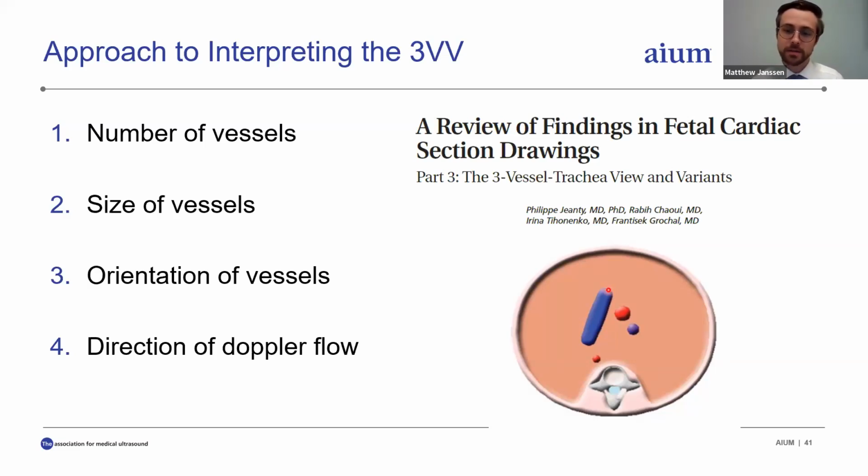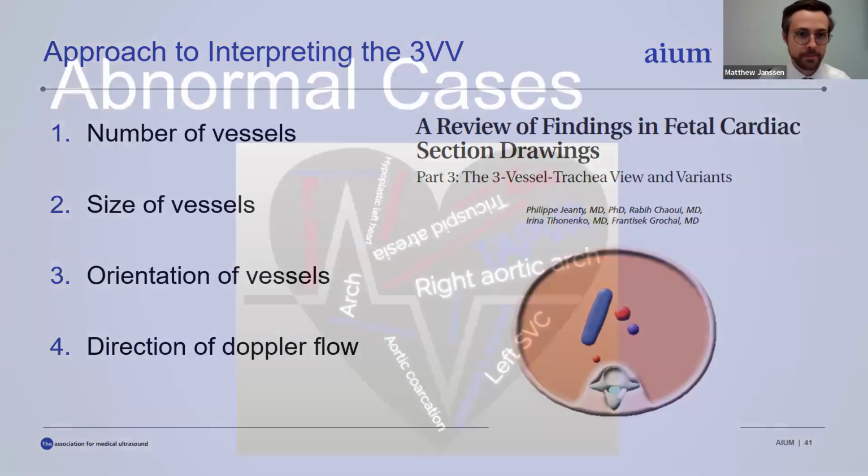As we have discussed, the blood flow should be going back towards the fetal spine in both the aortic as well as the ductal arch. And if you see a discrepancy between one side or the other, that can also clue you in to some different possible abnormalities that we can see.